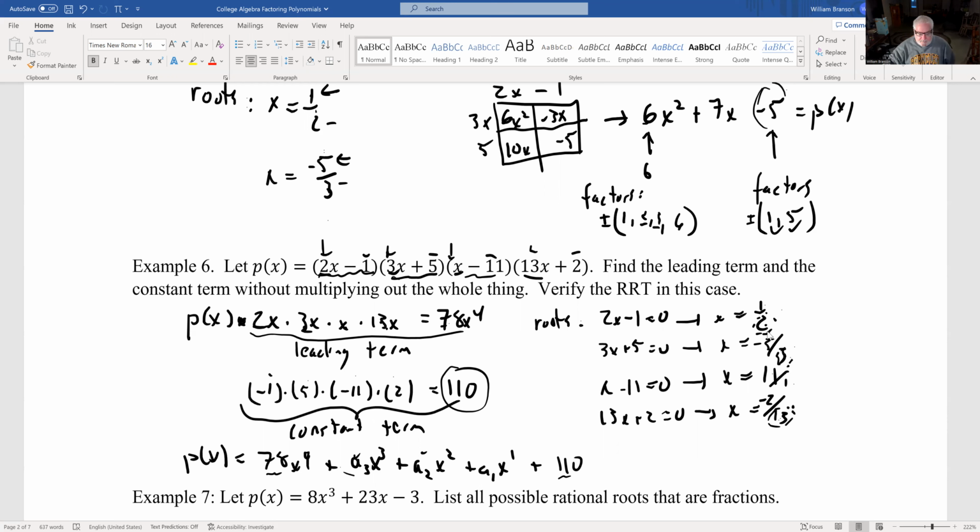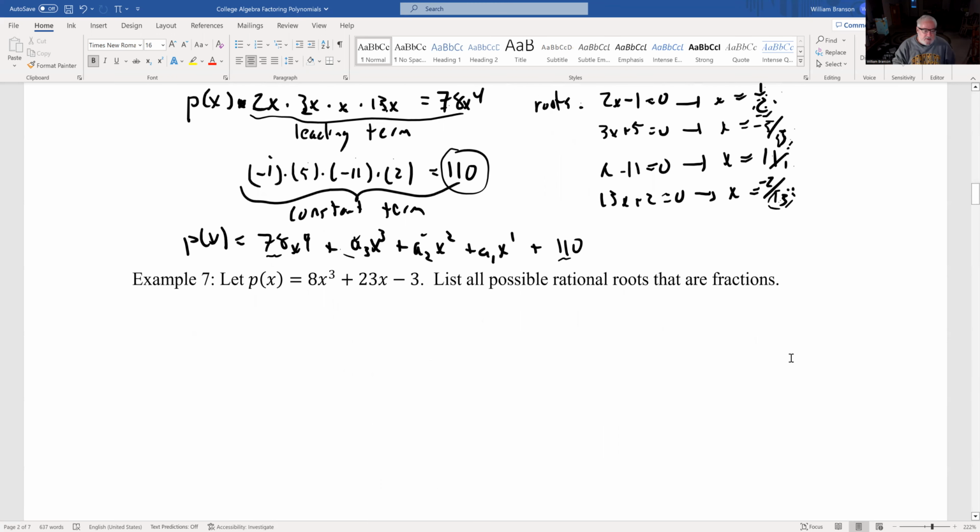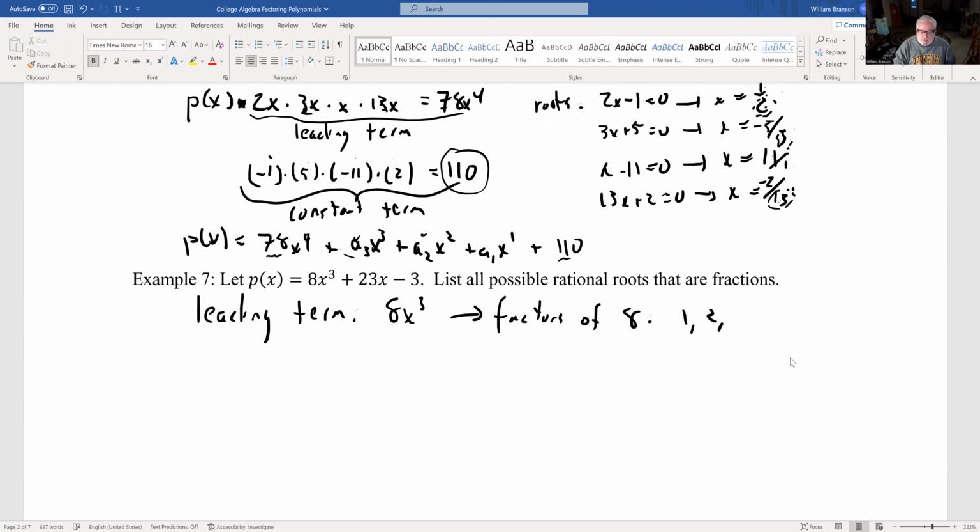So that makes things very useful here. We know that the leading term is 8x cubed, and we can list the factors of 8. And that's 1, 2, 4, and 8. And it could be either sign. Constant term, that's the minus 3. And the factors of minus 3 are plus or minus 1 or 3.